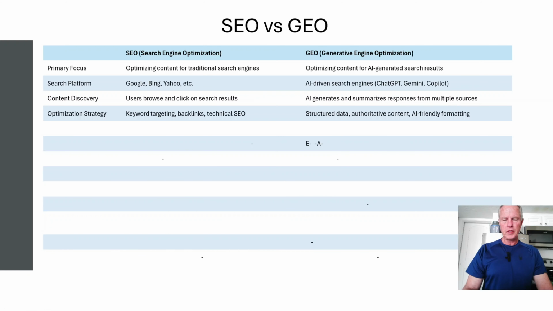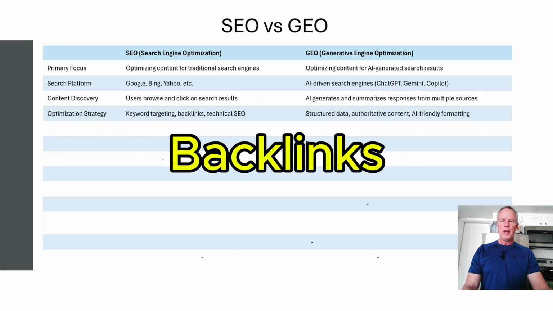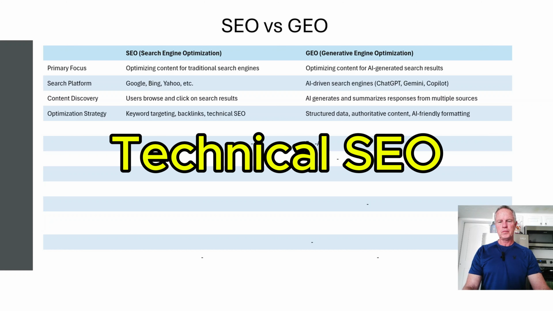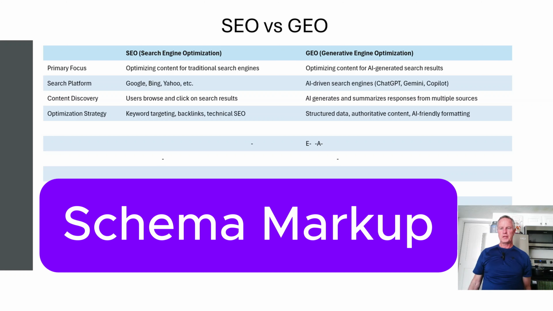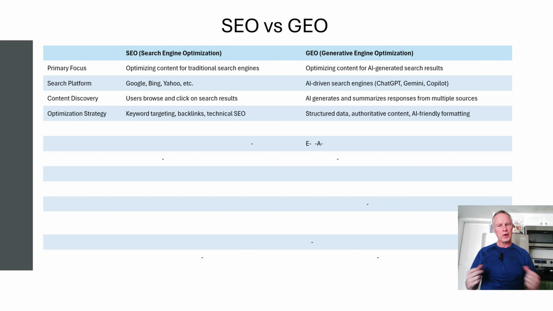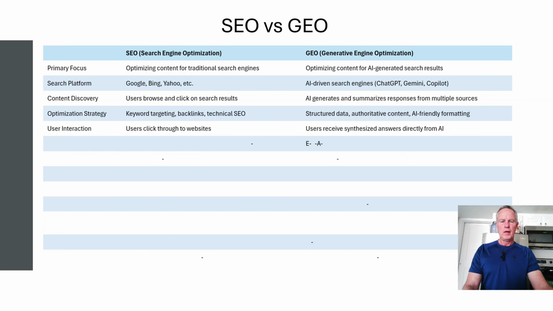Optimization strategies, well, these are some of them. Keyword targeting, backlinks, technical SEO, etc. Whereas with generative engine optimization, structured data, authoritative content, comprehensive complete content, which is mentioned there, AI-friendly formatting, those things become more important. And by the way, I'll talk about more things that will be important for that optimization strategy in a second.